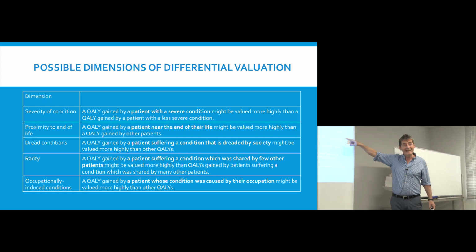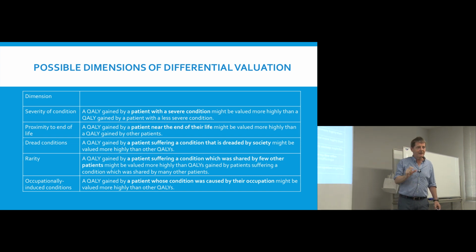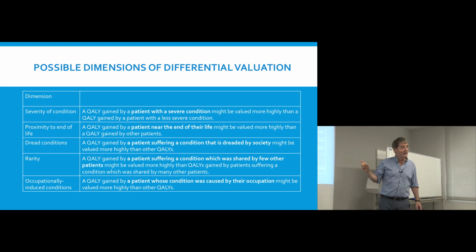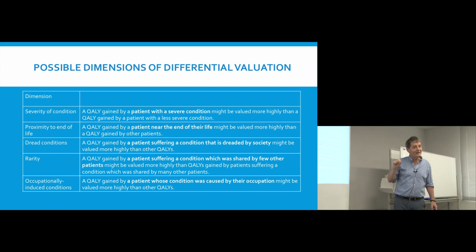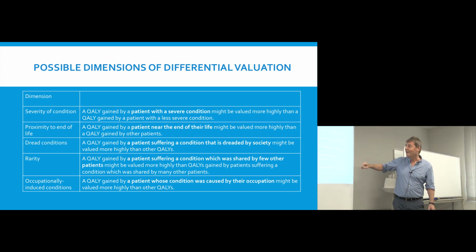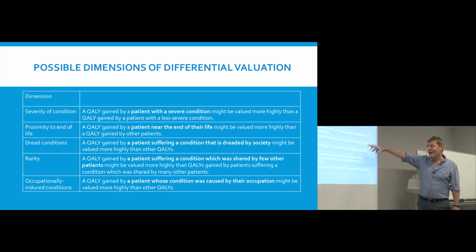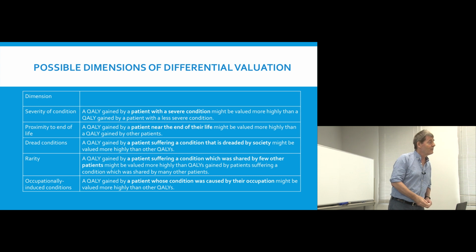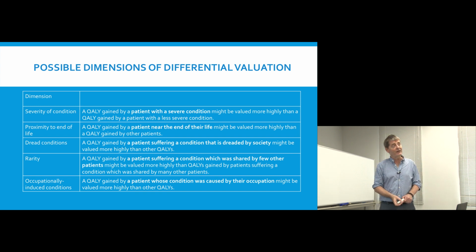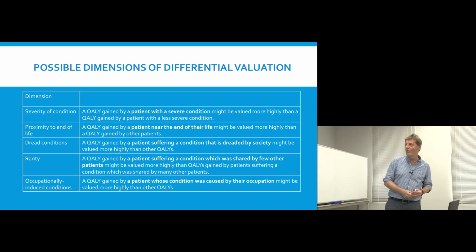This is a situation where in England we actually do have something where we weight some QALYs more highly. It's for a particular patient group, which I'll talk about later, but it's a subset of cancers. And for these patients, we are required by the government to weight their benefit more highly. Dread conditions: some conditions are much more highly dreaded than others by society. Is that a reason to therefore value any health benefits in those conditions more highly?